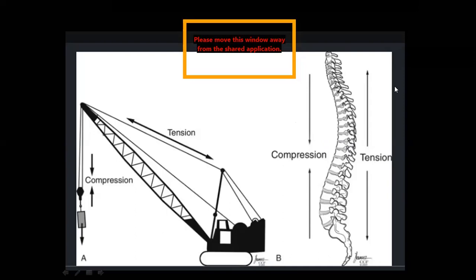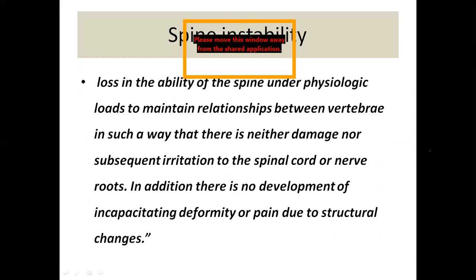So this is a definition of spinal instability given by White and Punjabi. It is a very important definition. You have to just understand the meaning of it. So what is called spinal instability? Spinal instability is defined as loss in the ability of the spine, under physiological loads like walking, standing, sitting, to maintain the relationship between vertebral structures in such a way that there is neither damage nor subsequent irritation to the spinal cord or nerve roots.